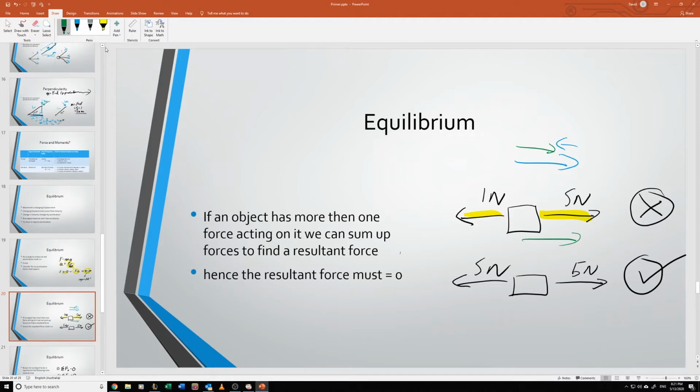This object over here has a 5 Newton force going forward by 5 and then back by 5. It's going to be back at the original point. So this object has no net force, which means it is not moving. This is what we call equilibrium.